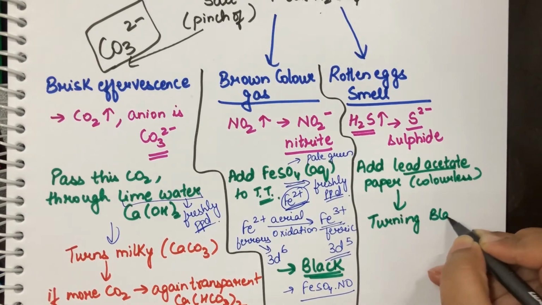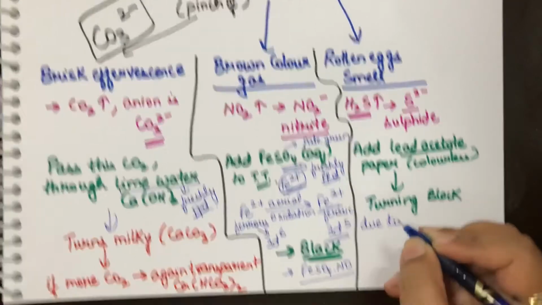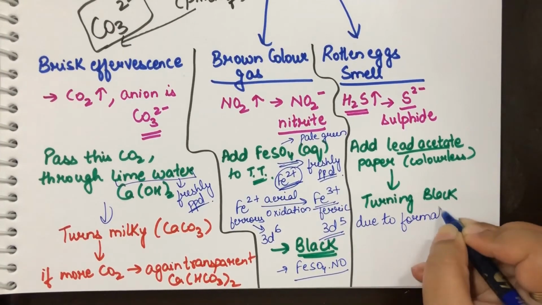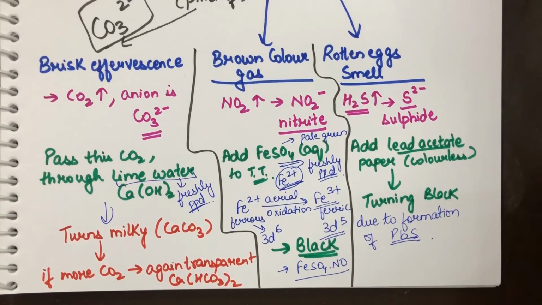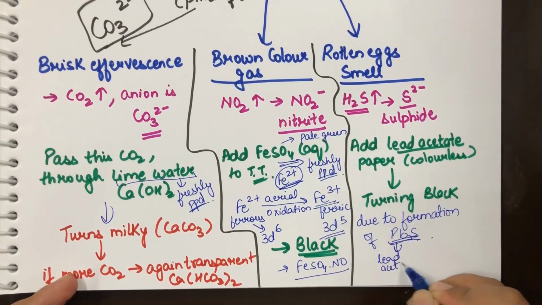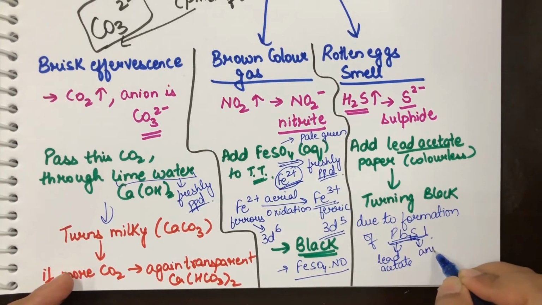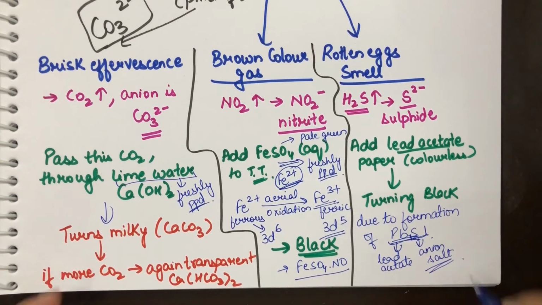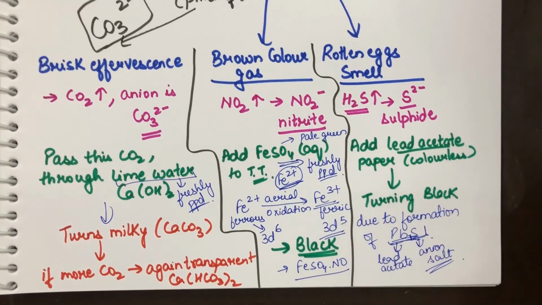So if your paper turns black, why will this happen? This will happen due to the formation of lead sulfide. Why would this lead sulfide be formed? Where will lead come from? Lead will be coming from your lead acetate, because you used lead acetate paper. And where would this sulfide be coming from? It would be coming from your anion or from the salt. So if you add this to your test tube and your paper becomes black, then it is a confirmation that the sulfide ion was present.